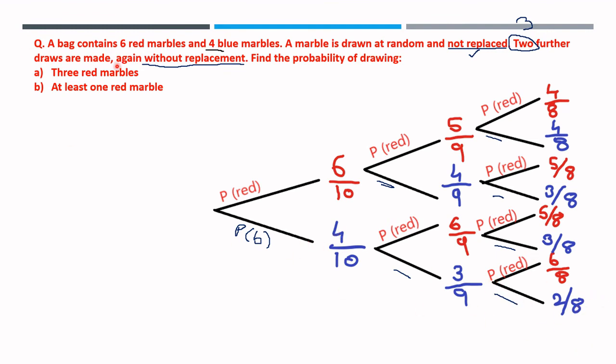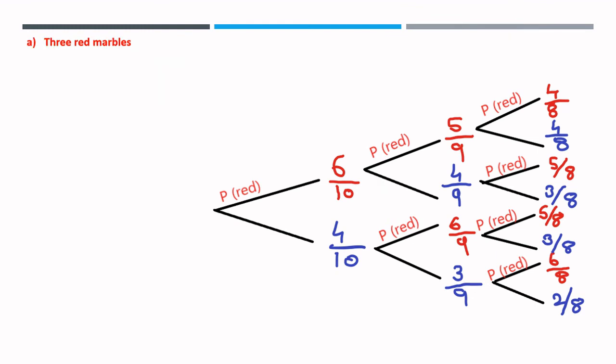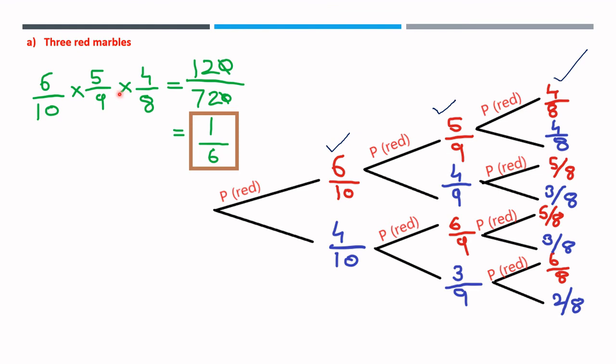Now let's look at the question. It says 3 red marbles. So 3 red marbles means red, red, and red. Simple as that. 6 out of 10 into 5 upon 9 into 4 upon 8. 6 into 5 into 4 you get 120, 10 into 9 is 90, into 8 you get 720, 120 upon 720. Simplify, you get 1 out of 6 as the final answer. In fractions, use the simplest form possible.